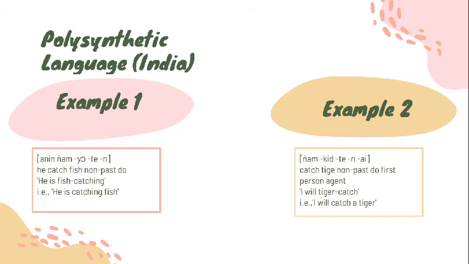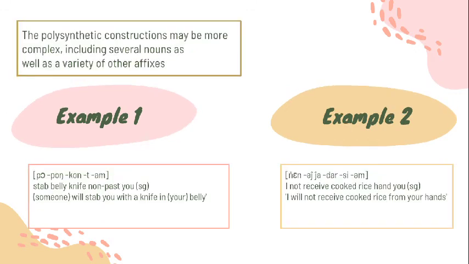The second example: catch tiger, non past. Do first person agent. Or I will tiger catch. Meaning, I will catch a tiger. The polysynthetic construction may be more complex, including several nouns as well as a variety of other affixes. You can take a look at the examples below.